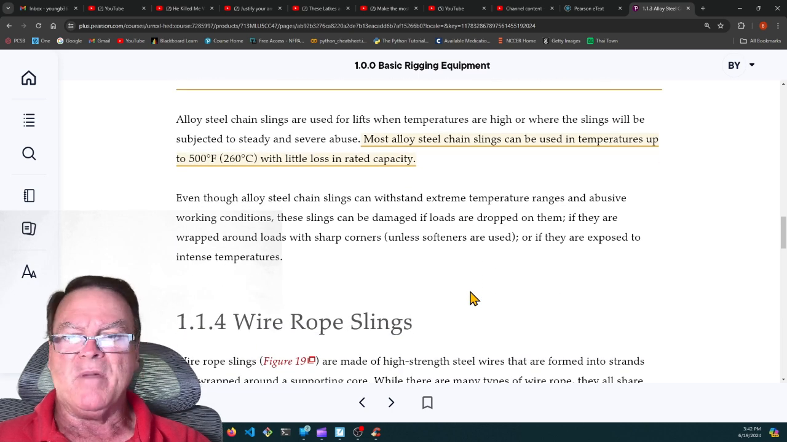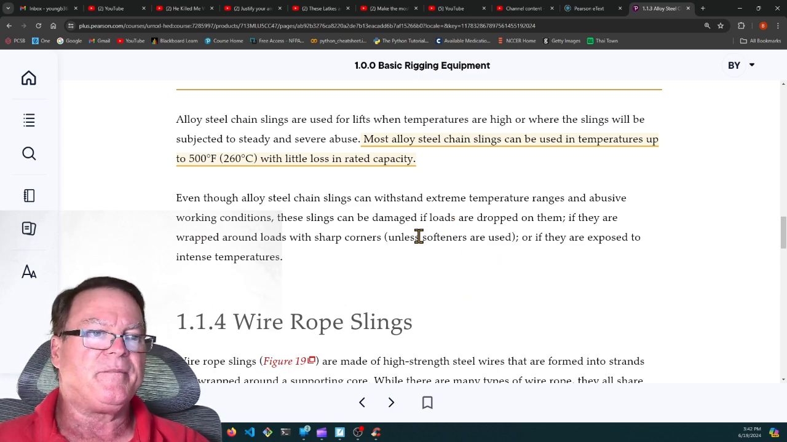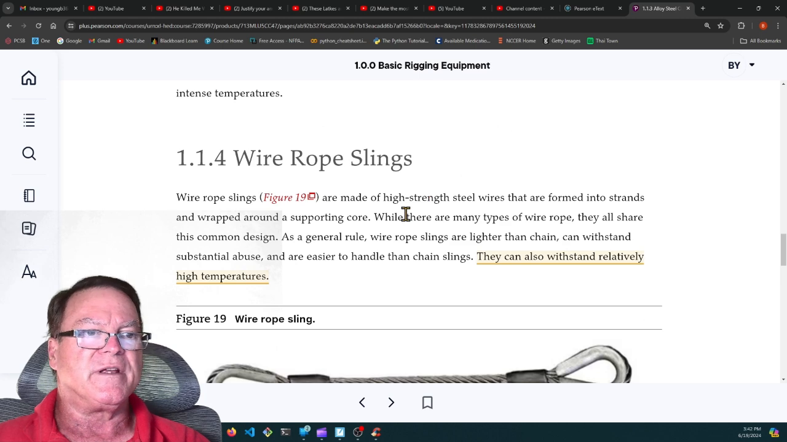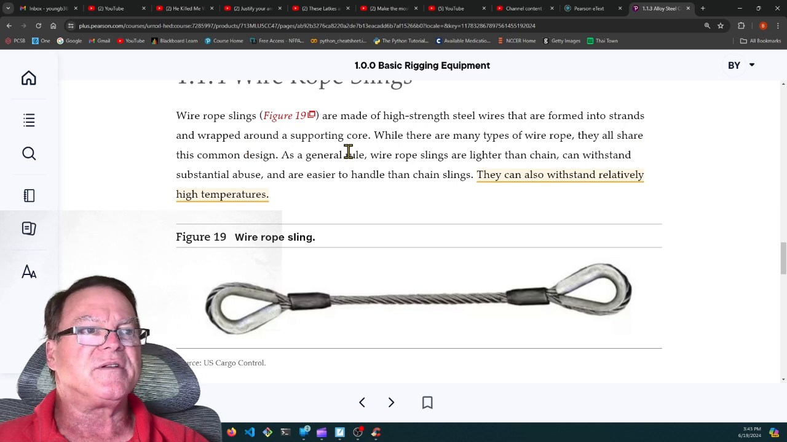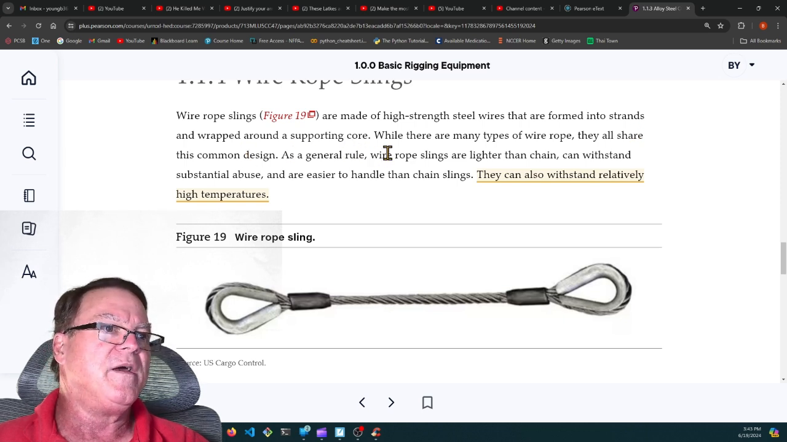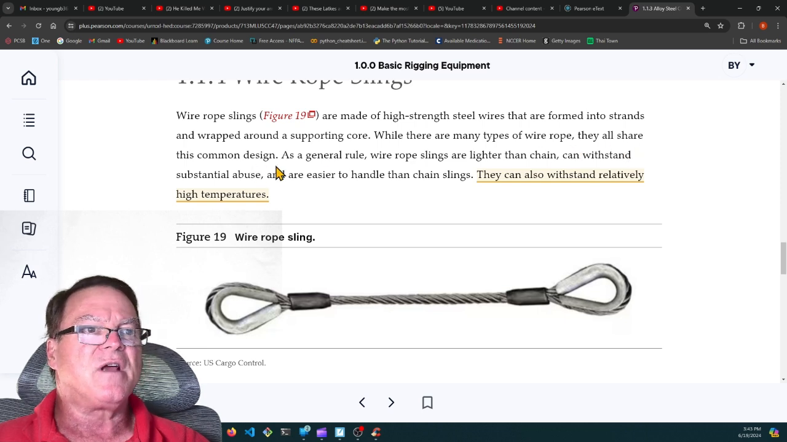If it's melted, a bucket of lead or whatever, I don't know. But anything that is high heat, you can use steel chain. Wire rope slings are made of high-strength steel wires that are formed into strands and wrapped around a supporting core. While there are many types of wire ropes, they all share this common design.